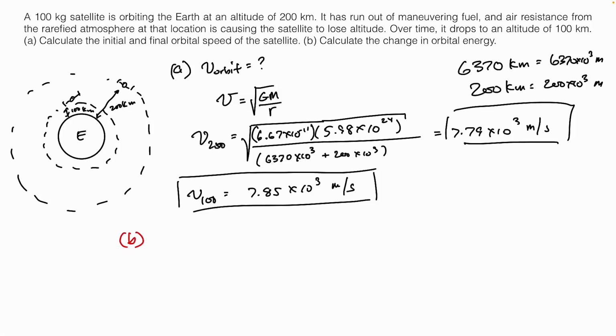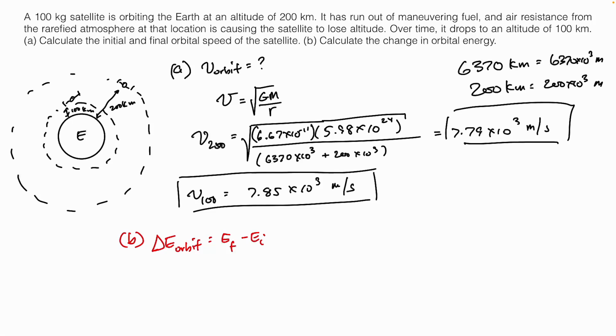What am I doing? Oh, calculate the change in orbital energy. What are they asking me for? Change. Whenever you see the word change, what symbol do we use? Delta, right? So this is the delta energy of my orbit, which means delta always means what? Final minus initial, right? So whatever my final energy is minus my initial energy.